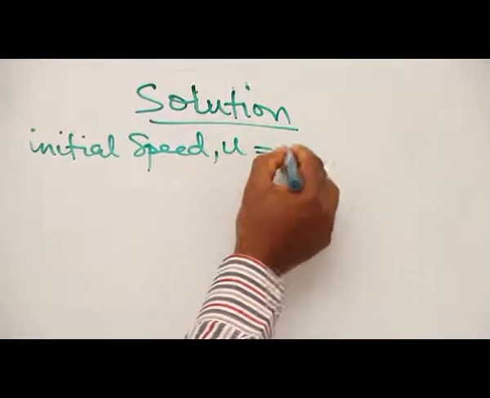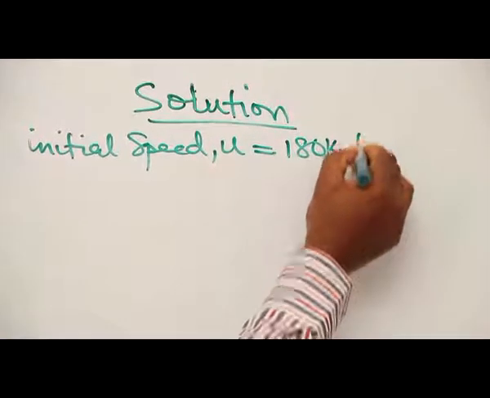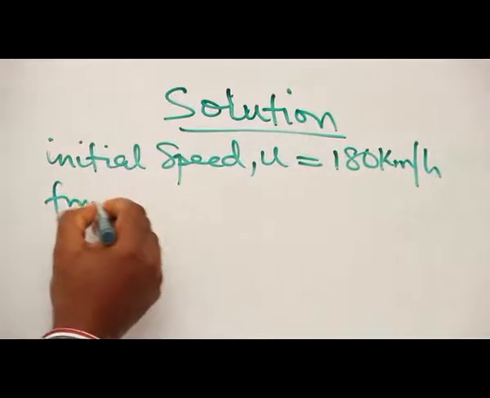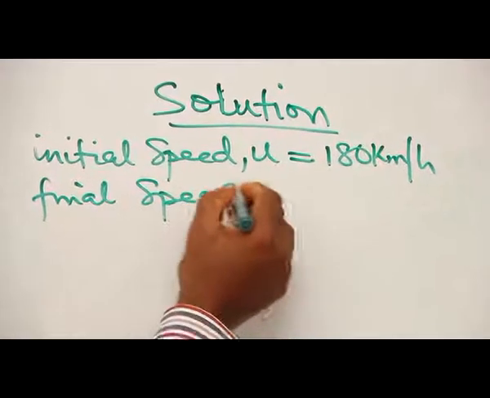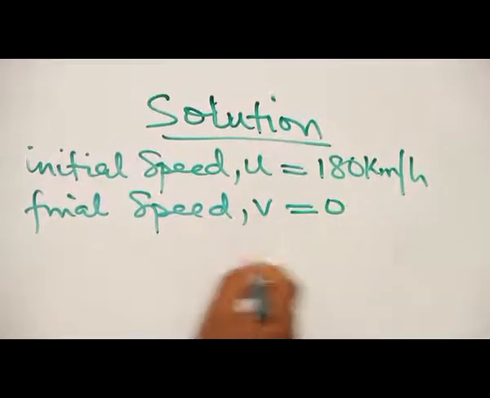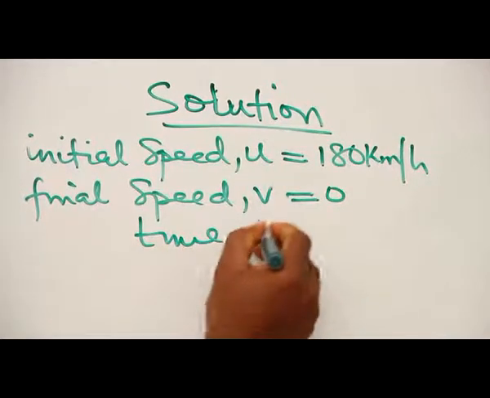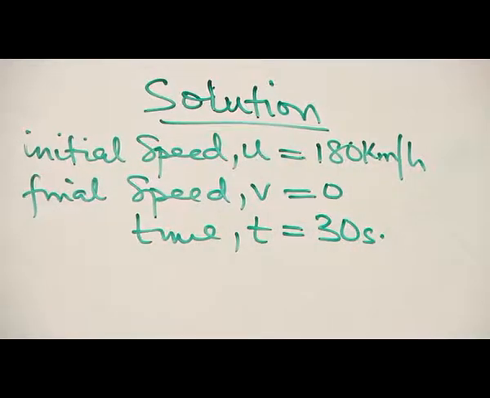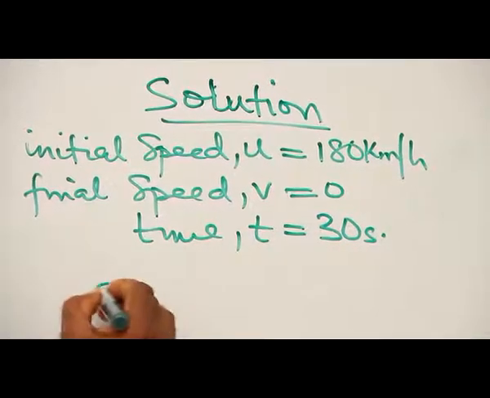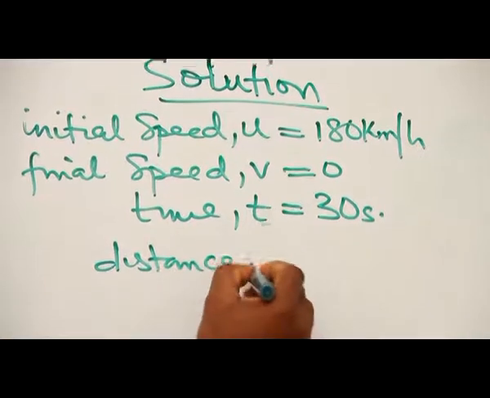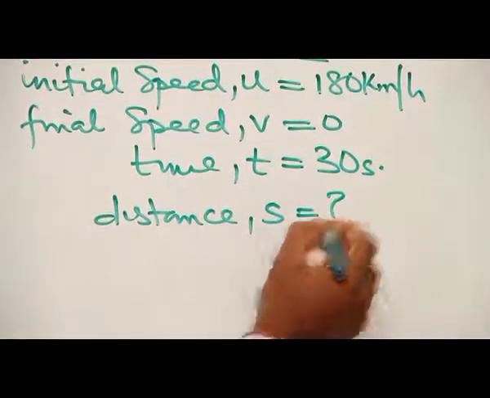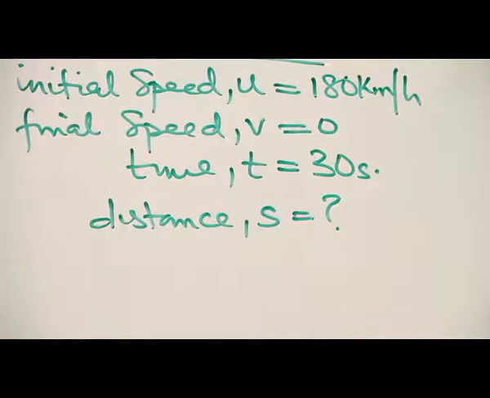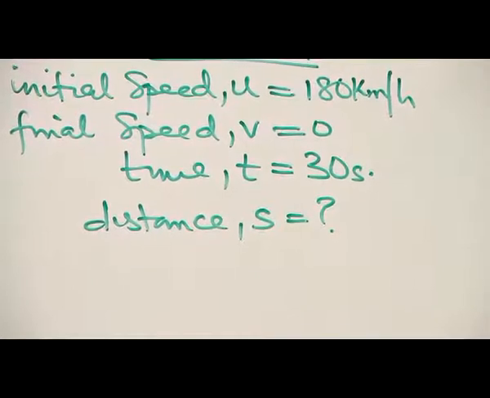represented by U is 180 kilometers per hour. We are told that it's brought to rest. Final speed represented by V is 0 within a time interval T of 30 seconds. We are asked to find the distance covered. Distance represented by S. First, we have to convert the initial speed from kilometer per hour to meter per second.